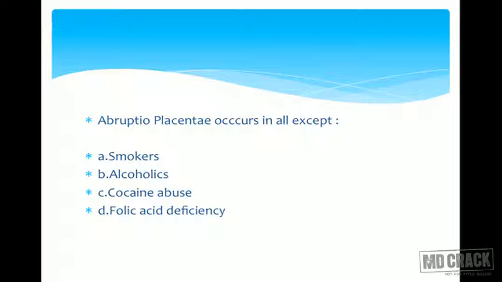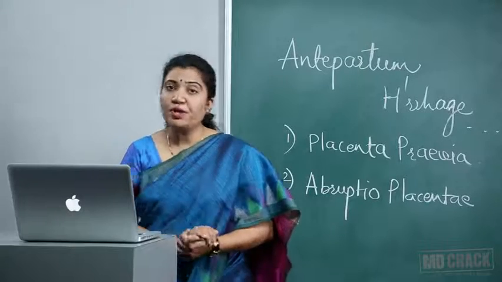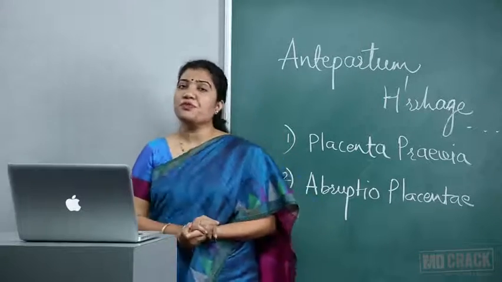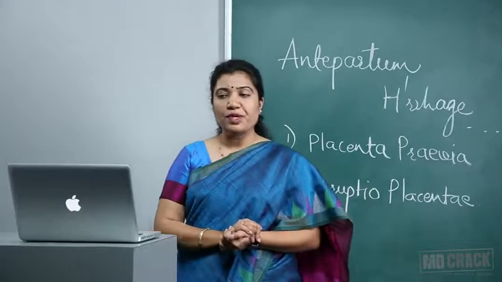Now for the causative factors, this is an MCQ: abruption occurs in all except, and the options given are smokers, alcoholics, cocaine abuse and folic acid deficiency. So we are going to see the causes, but any guesses for this? Alcohol doesn't increase the risk of abruption. So now let's see what are the risk factors in which patients we will find abruption more commonly.